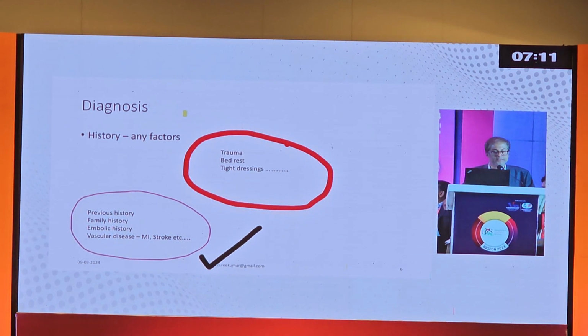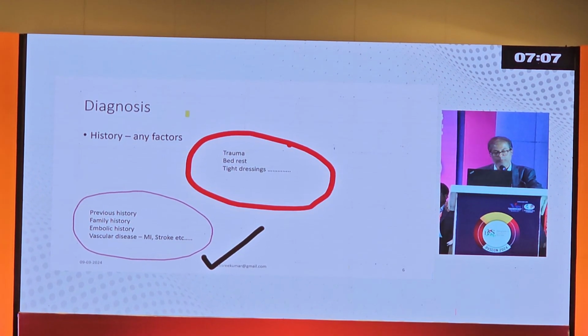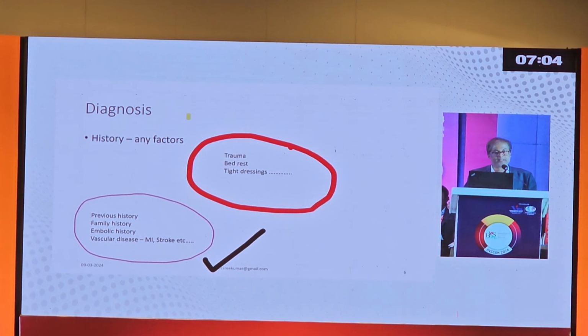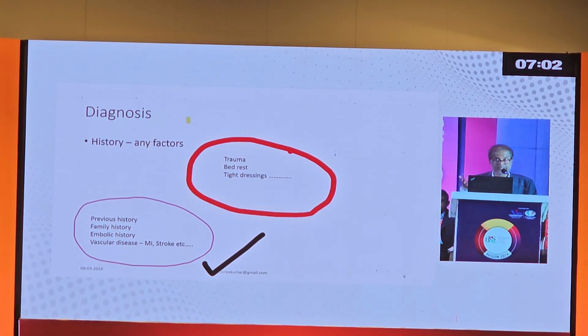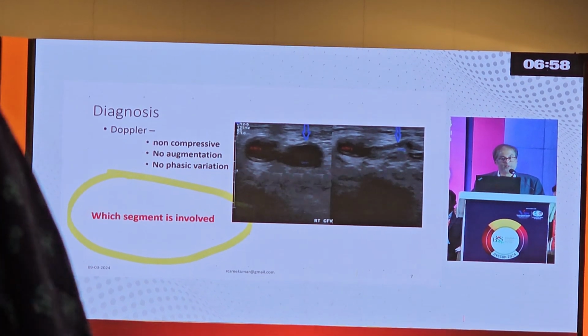A detailed history is very important. You have to look for any prior history of thrombosis or family history or embolic history or any vascular disease like myocardial infarction, stroke, etc., which may indicate thrombotic conditions. So what happens is all quite obvious.